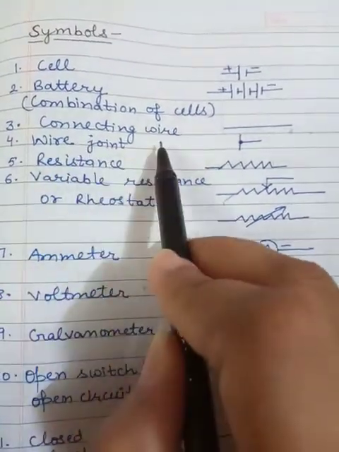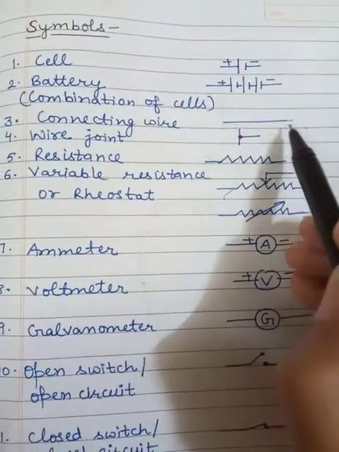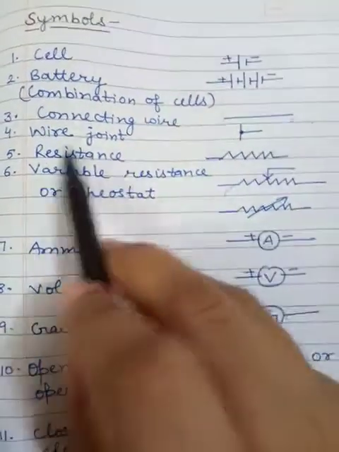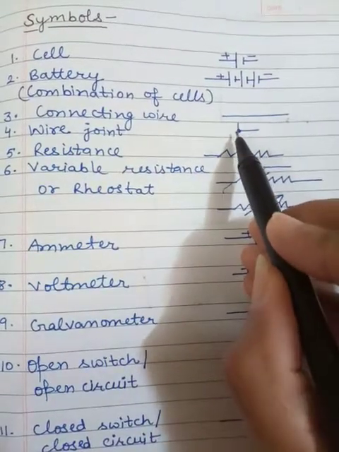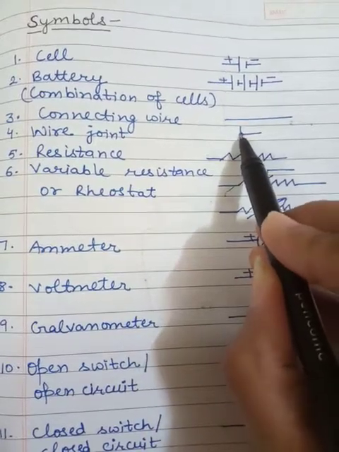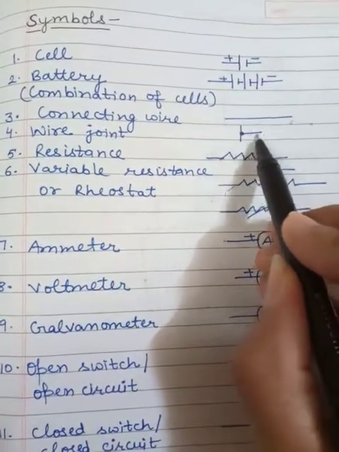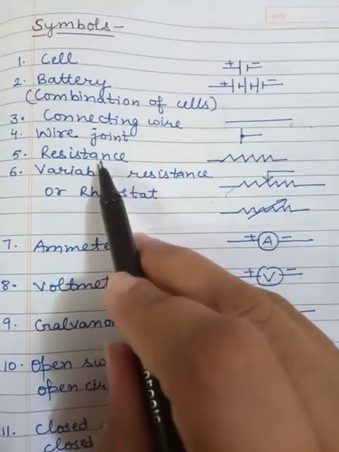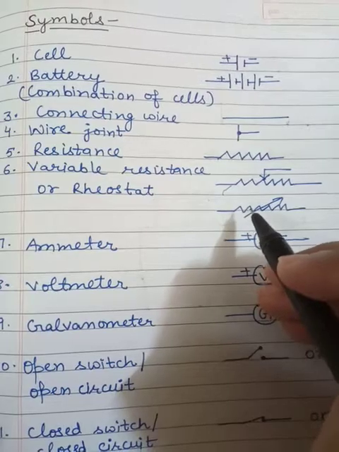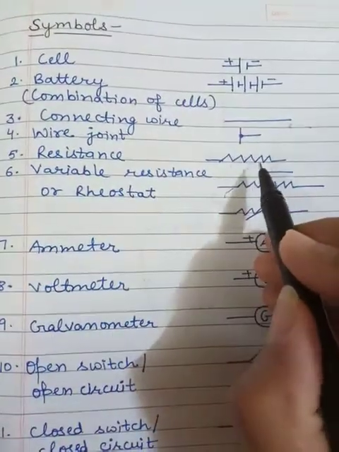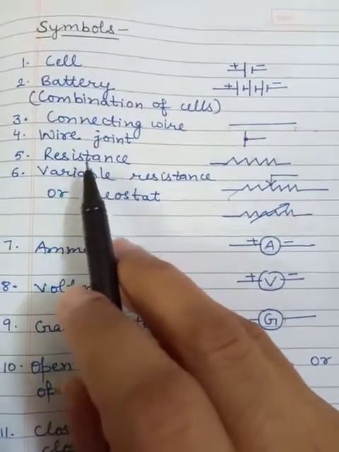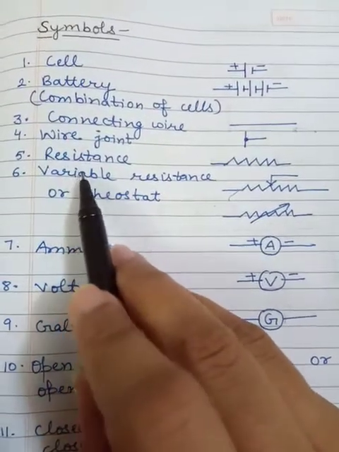Third one is the connecting wires. Connecting wires are always represented in the form of a straight line. For a wire joint, suppose the joint of the wire is here and this is the wire, and we need the joint here, so we will use this type of symbol. Next one is the resistance. Resistance is indicated in the form of this zigzag line. Why it is indicated this way, we will discuss in the next topic on resistance.